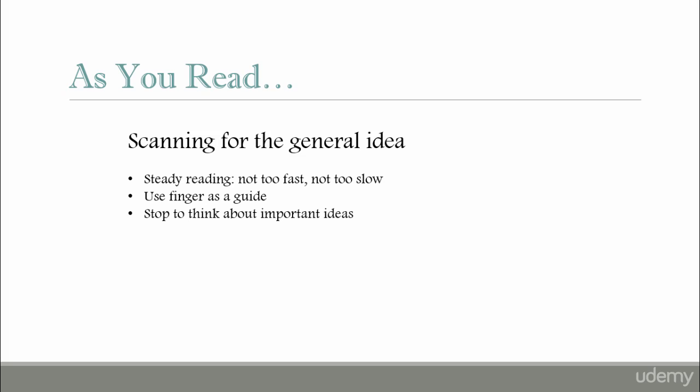Scan for the general idea. You need to do steady reading, so not too fast, but not too slow. Sometimes I like to use my finger as a guide to my reading, and I just keep moving my finger forward. This helps me to read fast enough, because sometimes if I don't use my finger, I read too slowly. But if it's a really important idea, you might want to stop, pause, and think about the important idea for a few seconds.